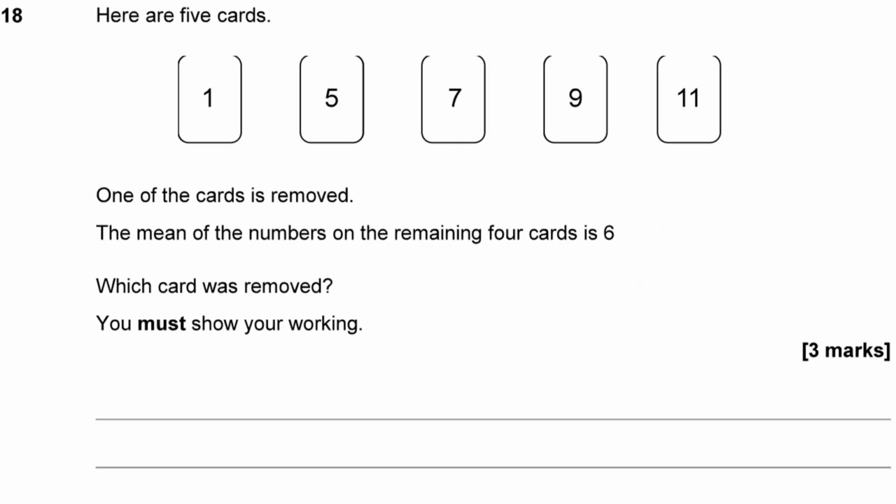Question 18. Here are 5 cards. They're labelled 1, 5, 7, 9 and 11. One of the cards is removed. The mean of the numbers on the remaining 4 cards is 6. Which was removed? You must show your working.